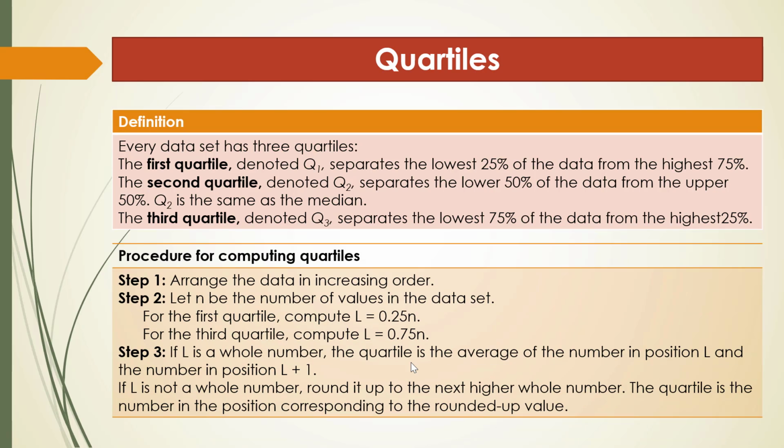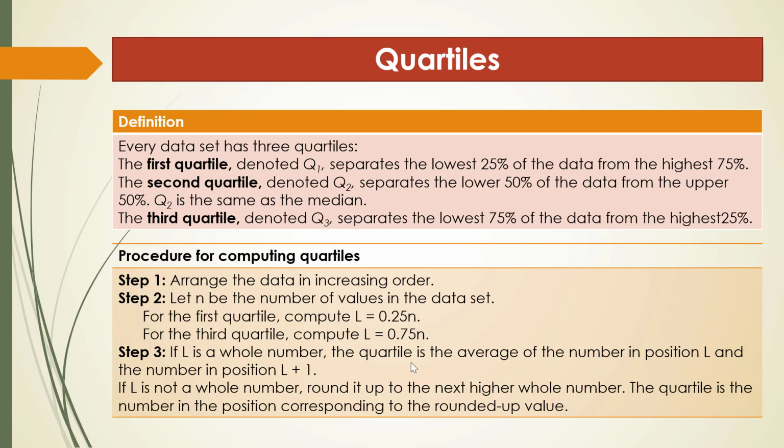The third quartile, denoted by Q3, separates the lowest 75% of the data from the highest 25%. Example, here's the procedure for computing the quartiles. The first step, we need to arrange the data in increasing order because order here does matter. Step 2, let n be the number of values in the dataset.